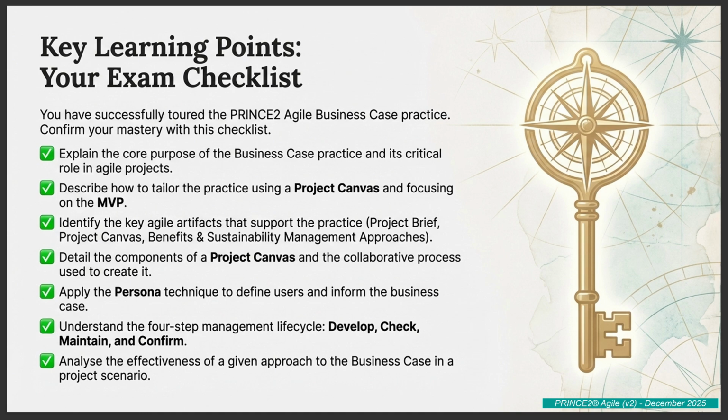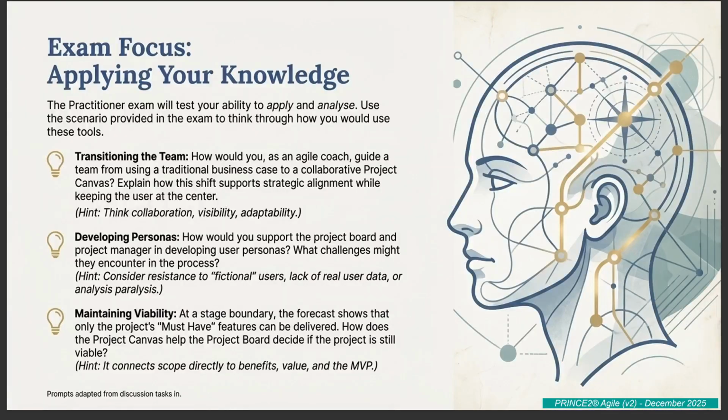So I'll leave you with one final thought to mull over, one that connects the project to the long-term business reality. If the project canvas is truly a living artifact, what specific, measurable mechanisms does your organization need to embed in its operations to ensure that the benefits management approach is still relevant 2 years after the project confirms its last benefit? How do you keep that justification alive long after the project team is gone?